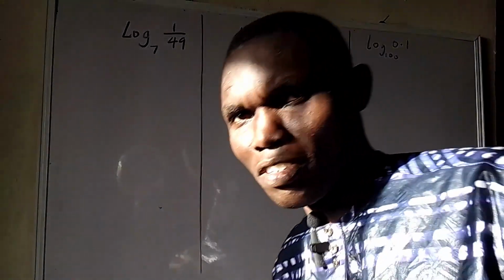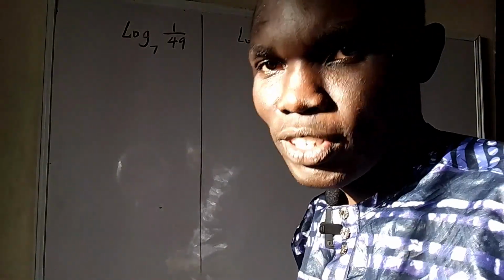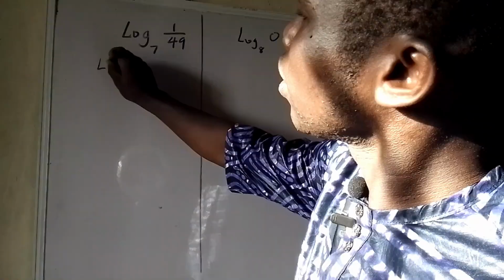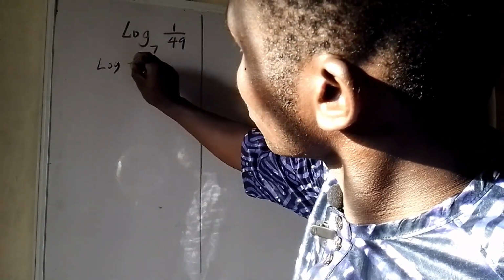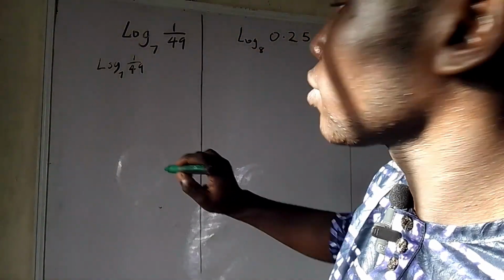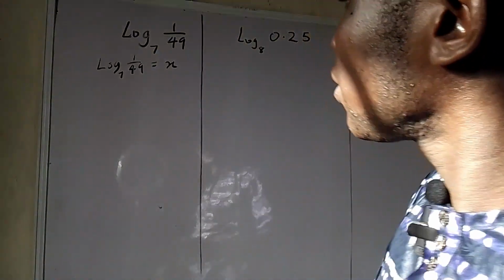Hello everyone. I want to apply the laws of logarithm. So for this, log of 1 over 49 base 7. This is what I will do. Log of 1 over 49 base 7 is equal to x.